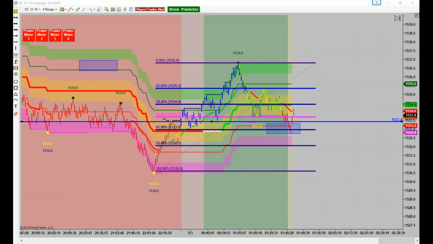Let's just see. Because by the way, I don't trade at 1:30 in the morning, so this isn't my trade. I did take some gold trades this morning. Let's see if we can get something on this.